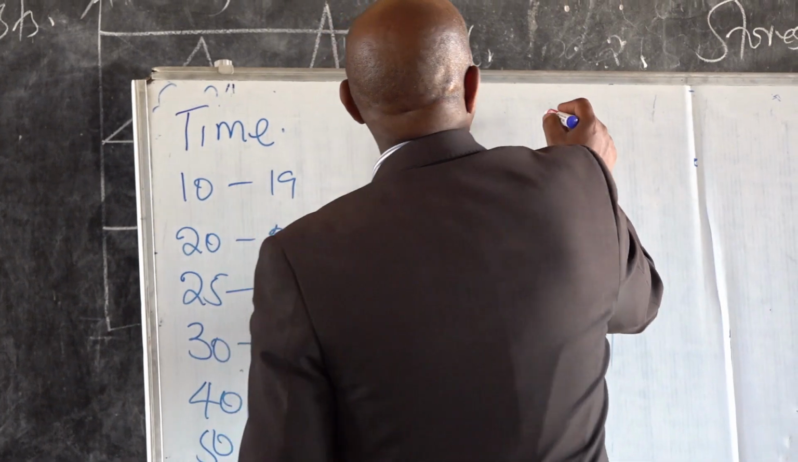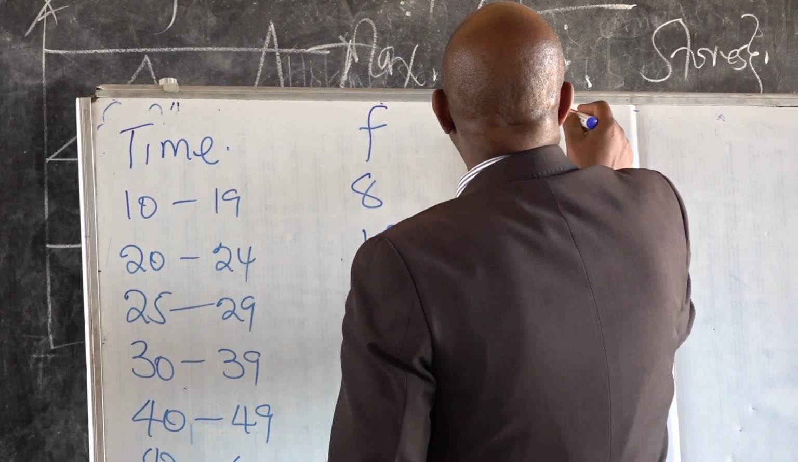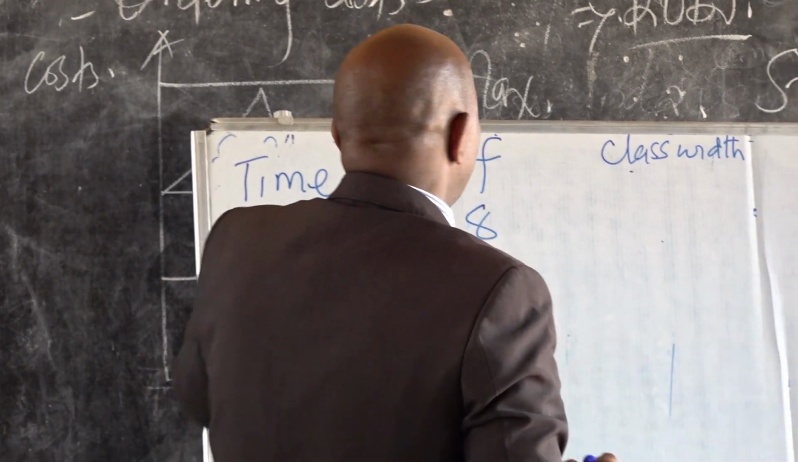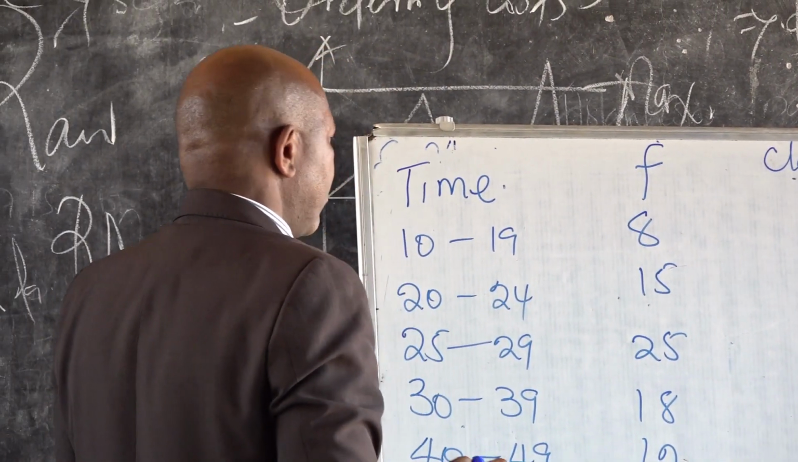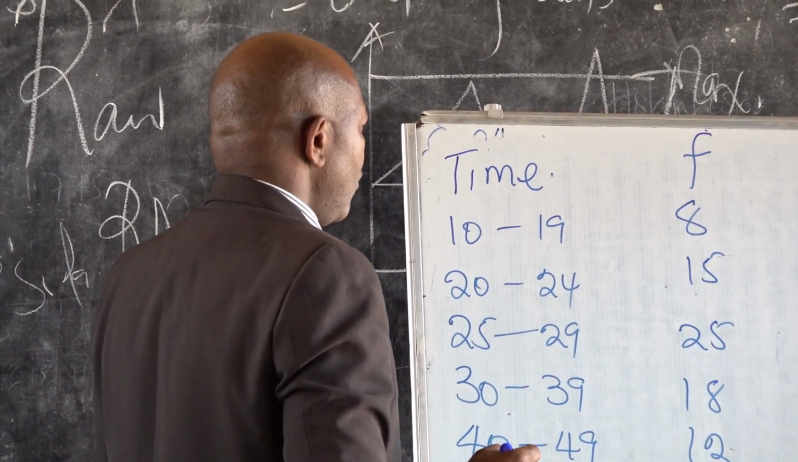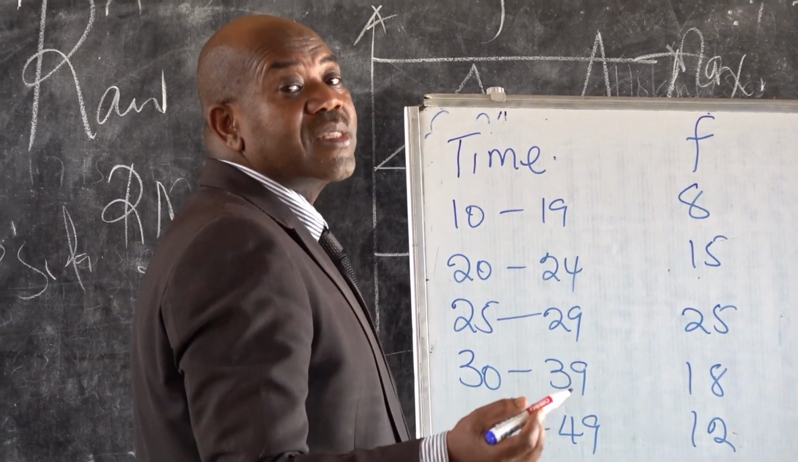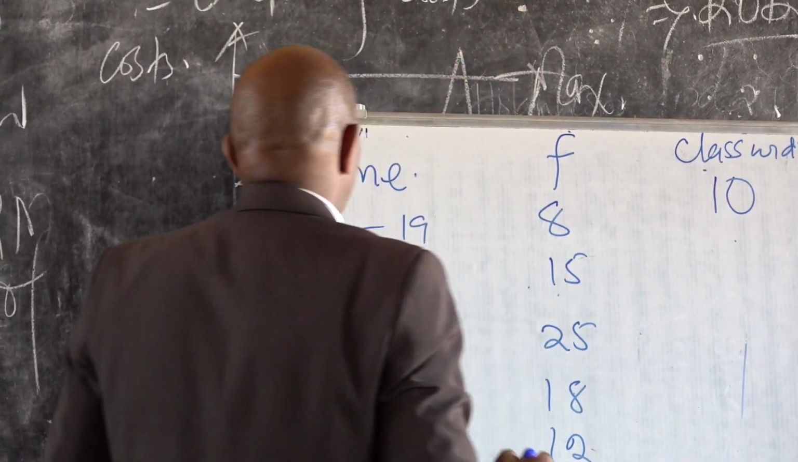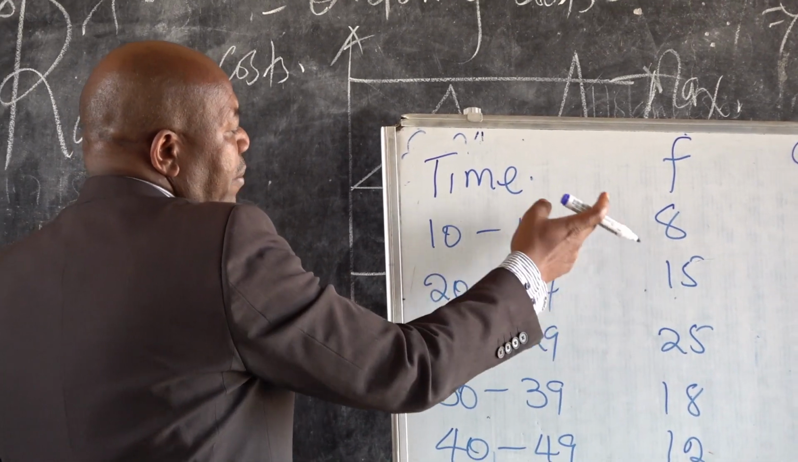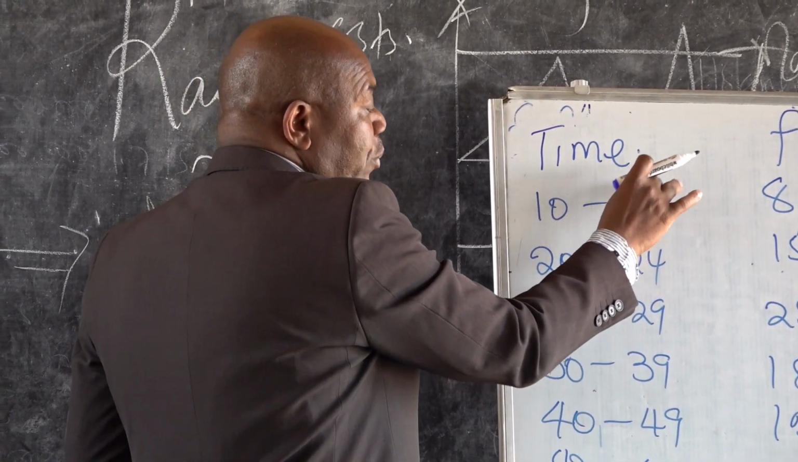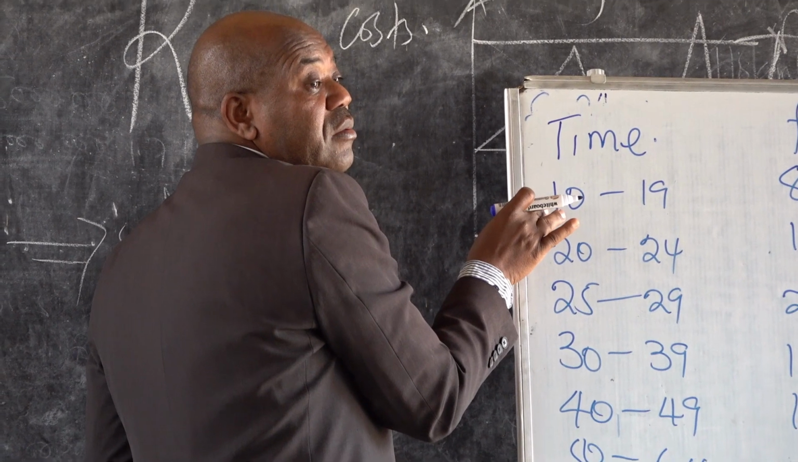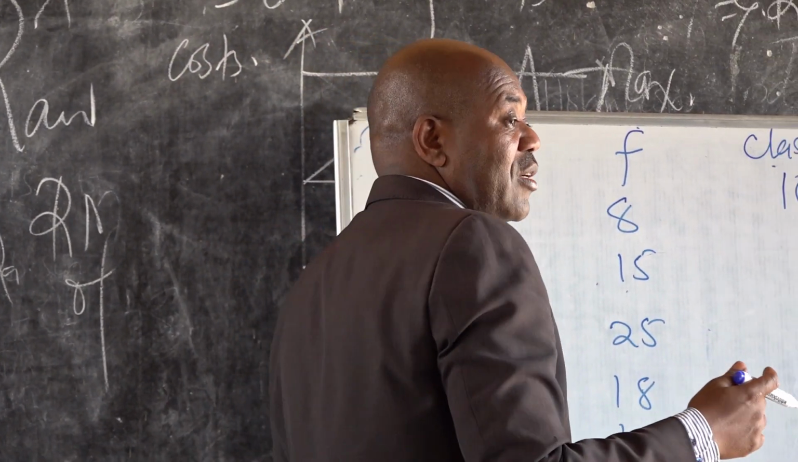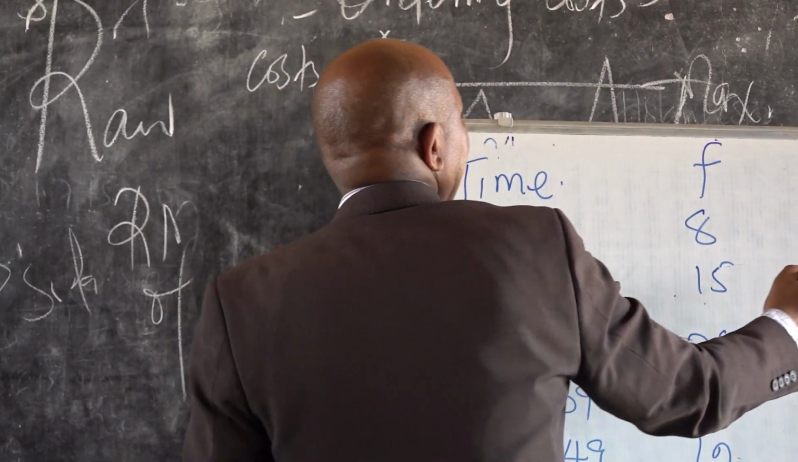Now, I want to get the class width of each class. So what is the class width here? I mean the class number. What is it? 10. Do you agree with me? We get upper class boundary minus lower class boundary, 19.5 minus 9.5. I don't want you to subtract and add one, those secondary school things which are not related to anything.